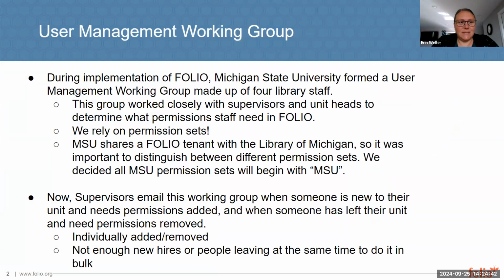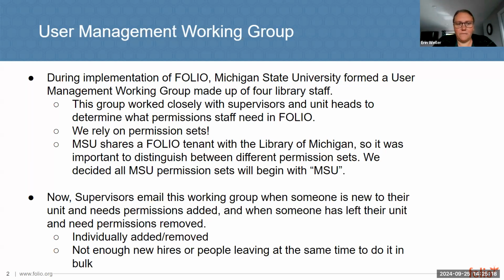So while Maura is the keeper of permissions at the University of Chicago, we actually have a team at Michigan State. When we implemented Folio, we formed the User Management Working Group. This is 4 different library staff on a distribution list. We work together very closely with unit heads and supervisors to determine what staff's permissions needed to be in the various units. And we did decide to rely heavily on the permission sets that Maura had just talked about.